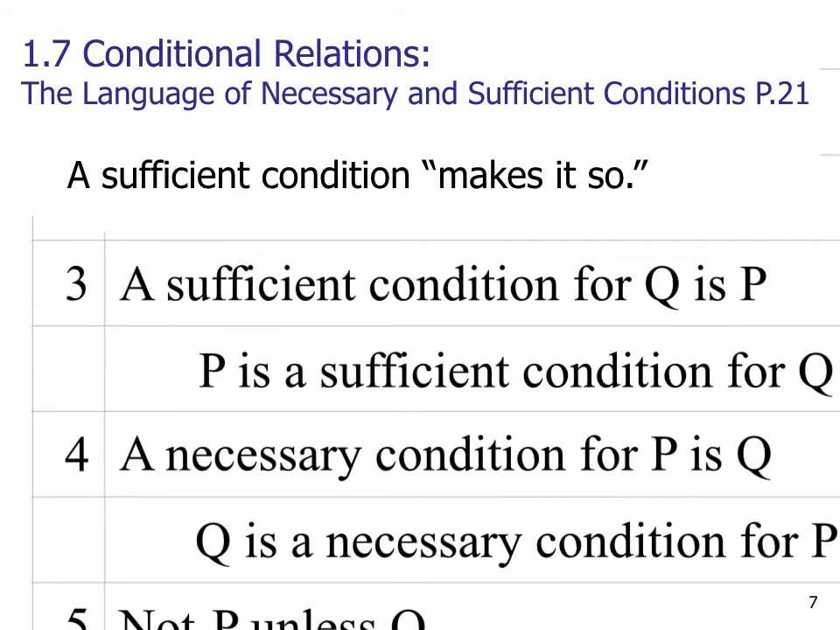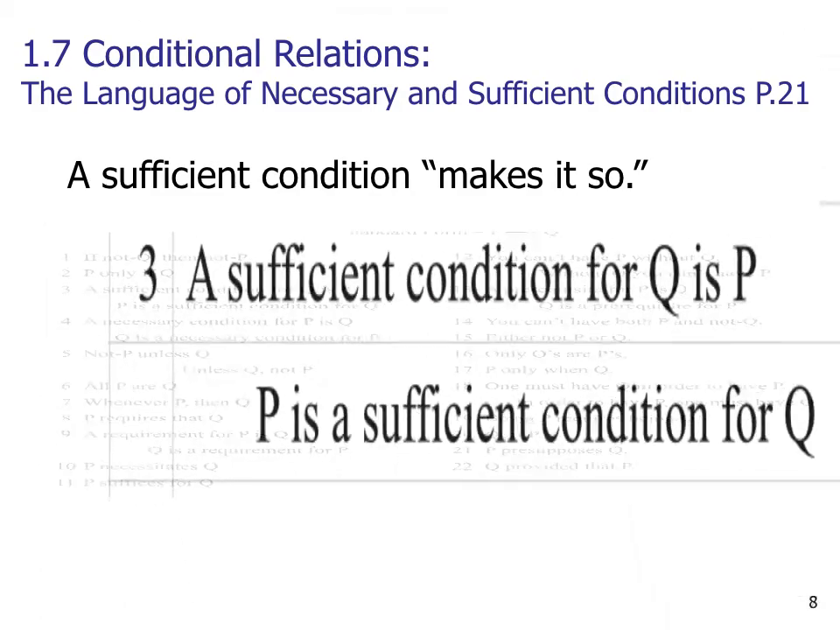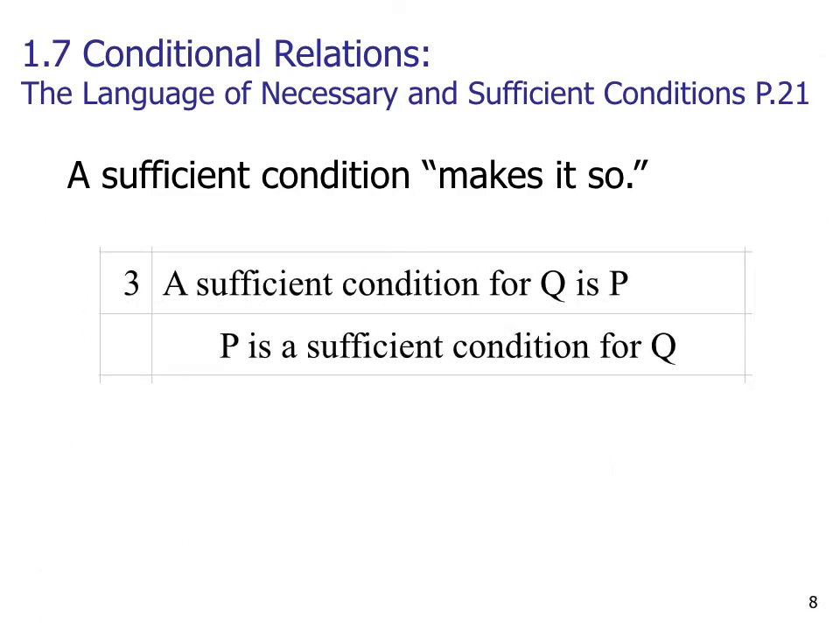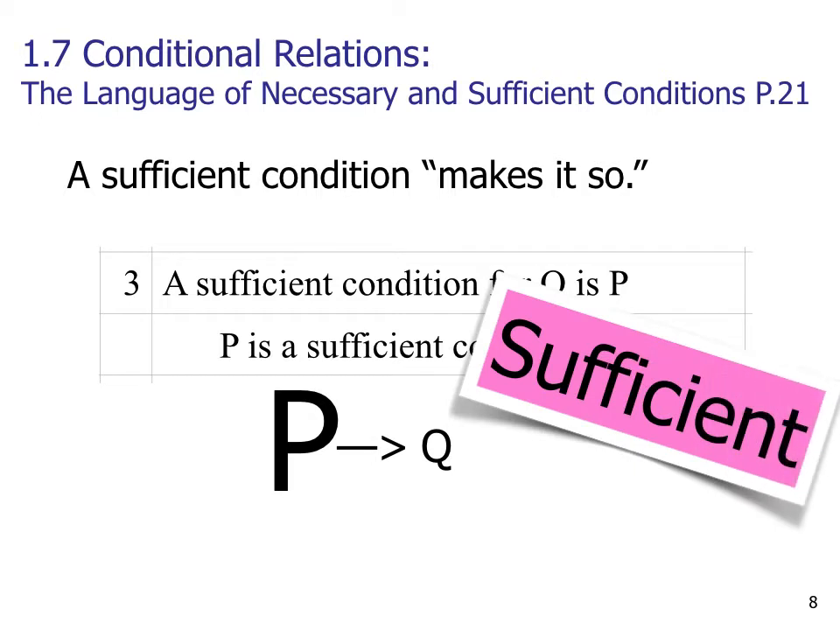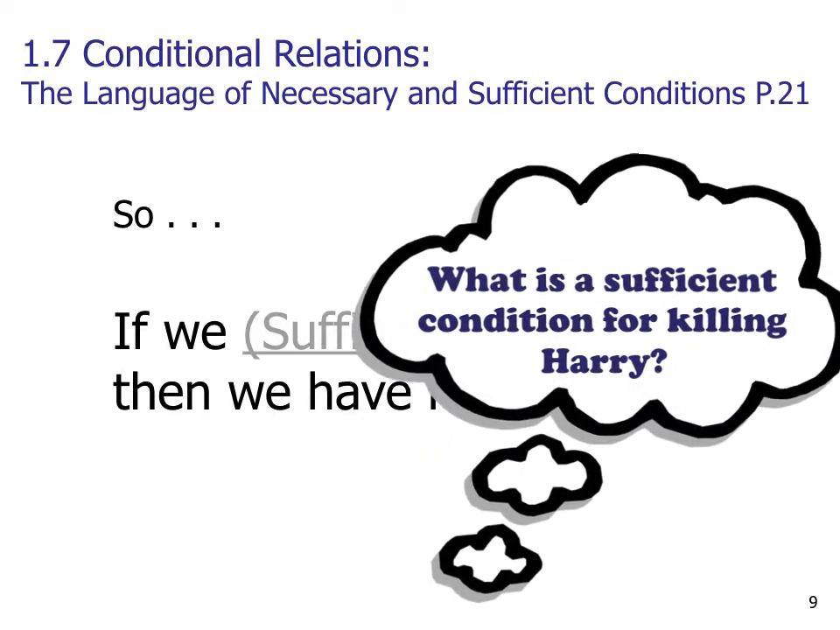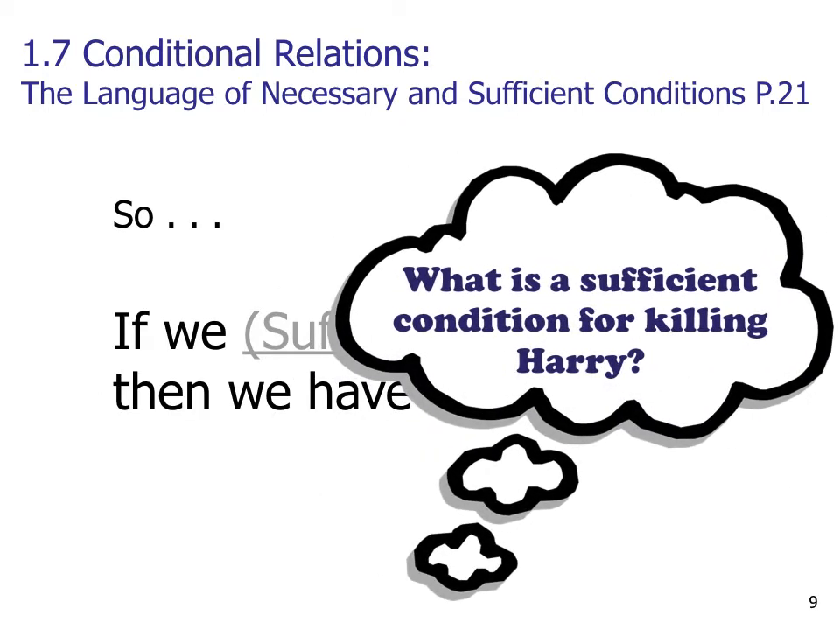Rule number 3 tells us a sufficient condition for Q is P. Or another way of saying that, P is a sufficient condition for Q. So again, what we're trying to say here is that in a standard form conditional, if P then Q, P is sufficient. P is sufficient. So what we're looking for is what is a sufficient condition for killing Harry?